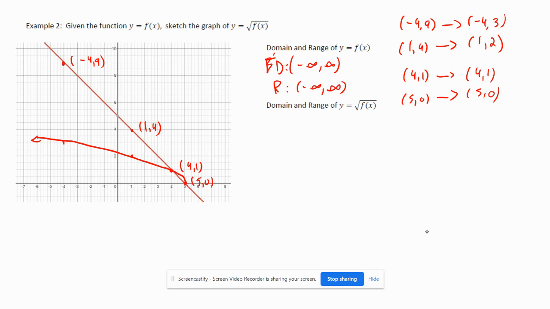My domain of my new function is going to be from -infinity to 5. Okay, biggest x by value is 5, only going to the left. My range goes from 0 to infinity here.